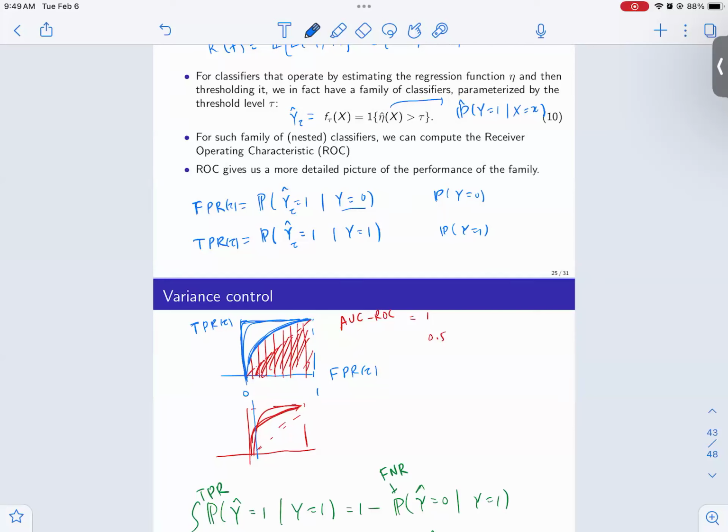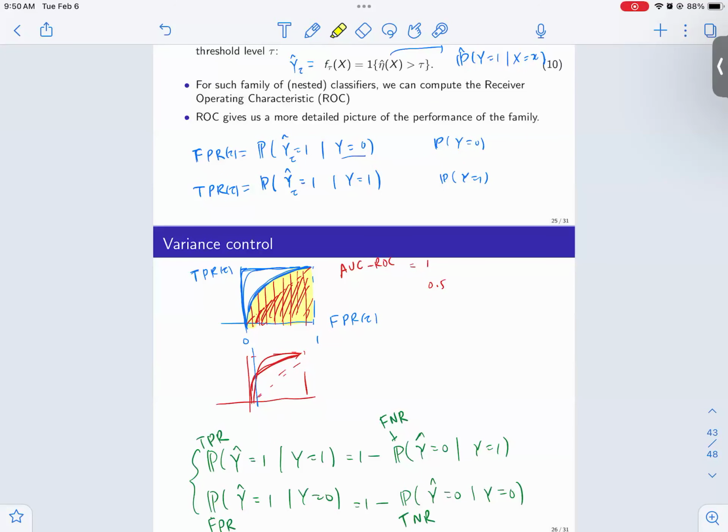If it's the perfect classifier, you get 1, because the area would be the whole thing. If you have the random classifier, you get 1/2, the area of this triangle. In practice your classifier would lie somewhere in between, so you get an area between 0.5 and 1. The closer to 1, the better. And it has an interpretation.